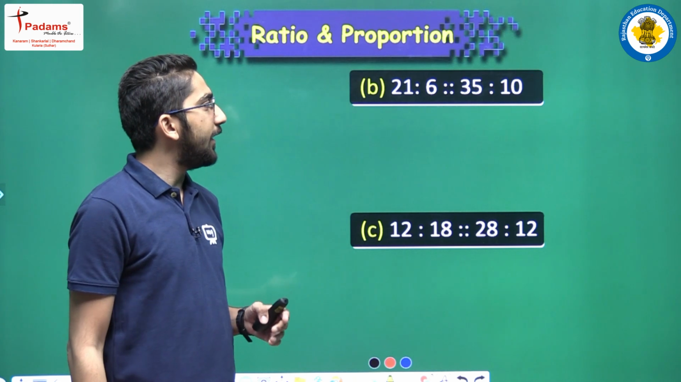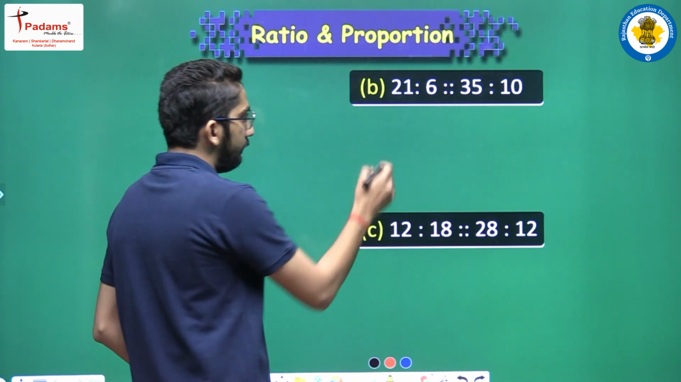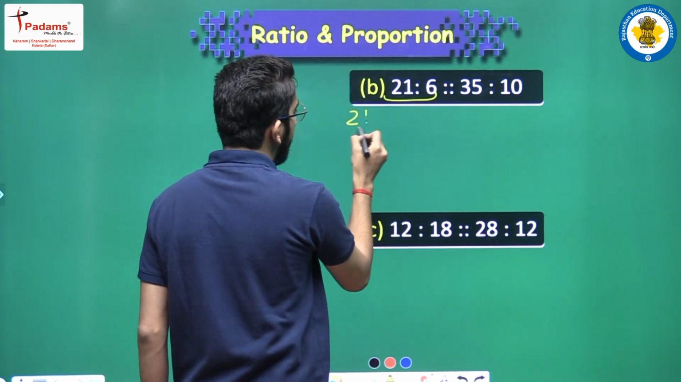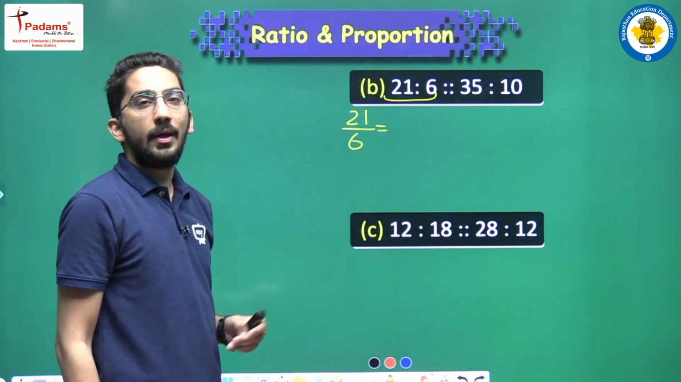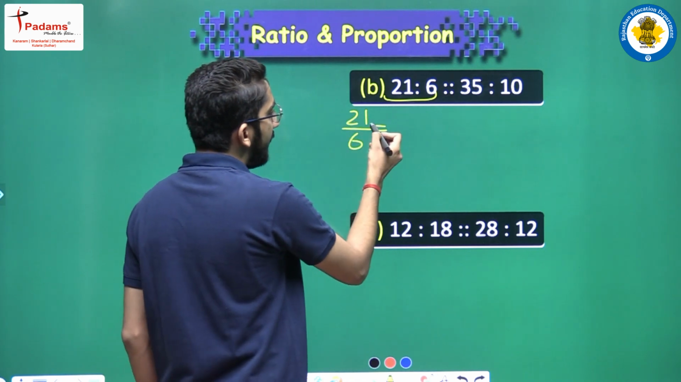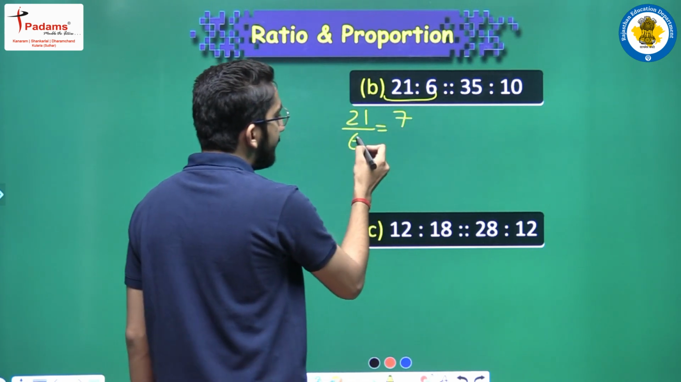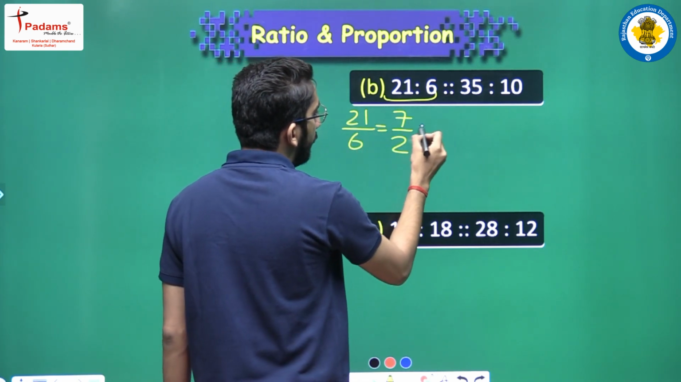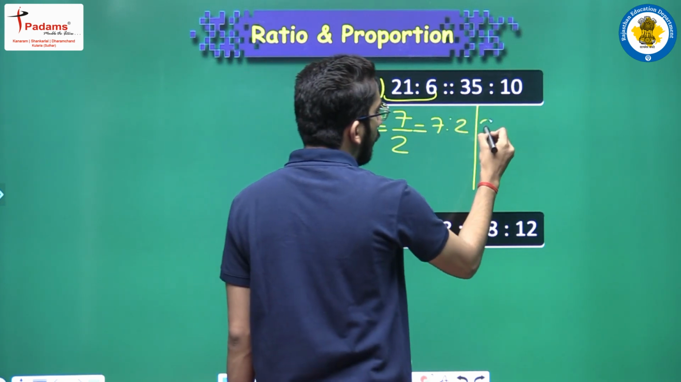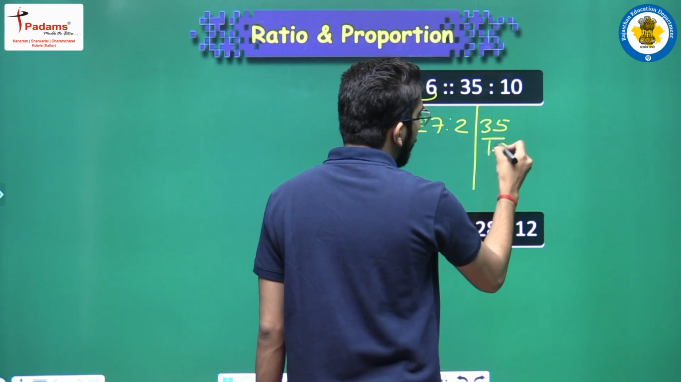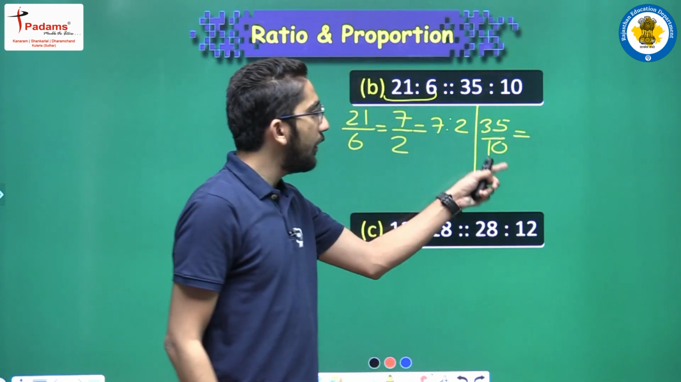21:6 as 35:10. So we will check for 21 and 6 first. 21/6, you can divide both of them with 3. So 21 divided by 3 is 7 and 6 divided by 3 is 2. So this becomes 7:2. Similarly for 35/10, you can divide both of them with 5.